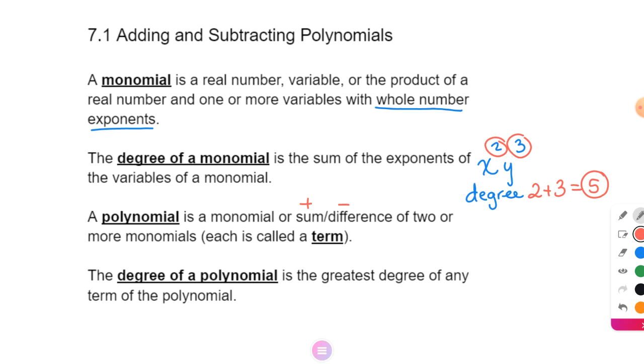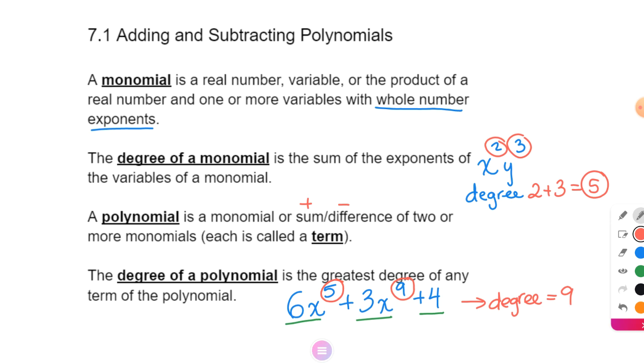The degree of the polynomial is the greatest degree from any term. So for instance, if I had 6x to the 5th plus 3x to the 9th plus 4, I have 3 terms, 1, 2, and 3. I'm looking at the degree of each one: 5, 9, and the 4 actually has no variable, so no exponent, so it's a 0. So the degree of this polynomial would be 9, because that's the highest.